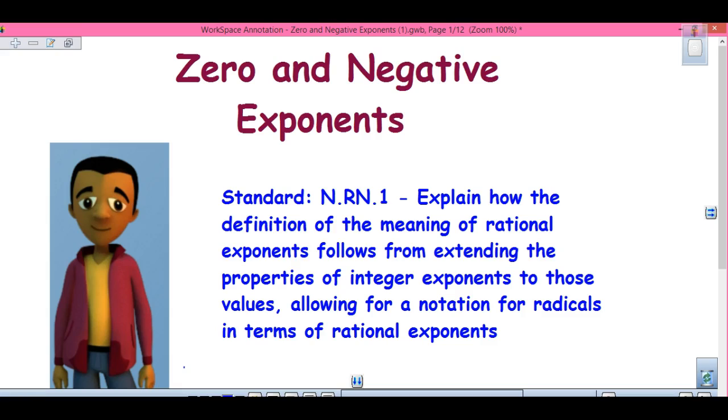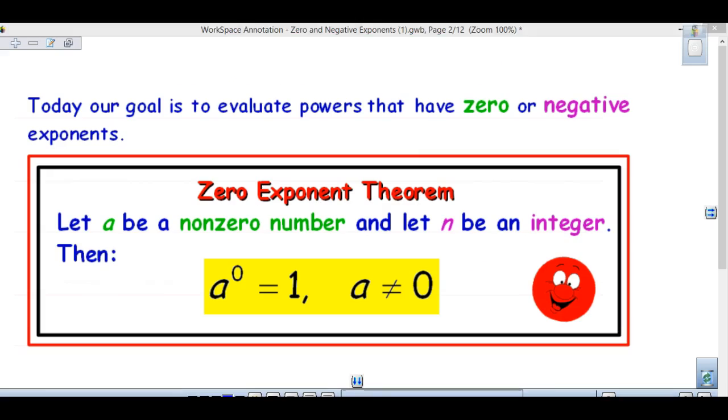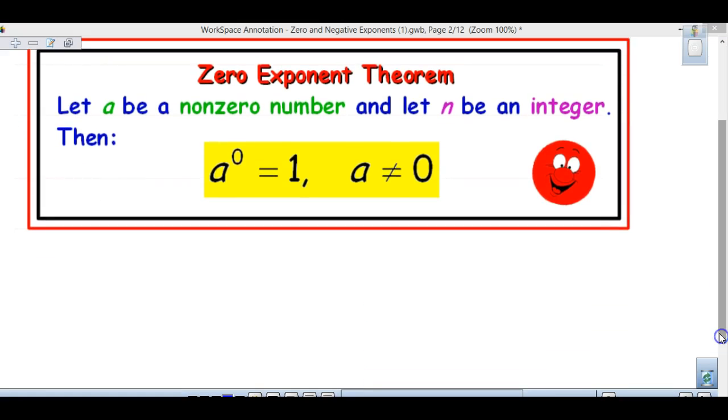Oh, I lied. Type in 1,874 to the 0 power. What do you get? So anything to the 0 power is 1. Okay, anything to the 0 power is 1, as long as it's not 0. Okay, because 0 to the 0 power is going to be 0. But any other number that you use is going to be 1.